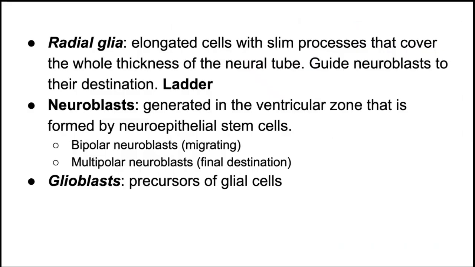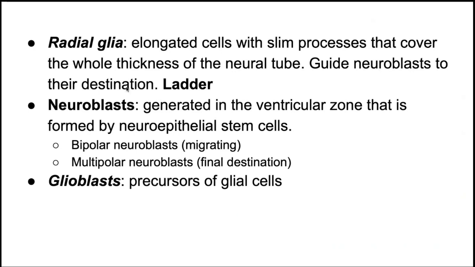Now, what are some of the cell types of the neural tube? Again, neural tube. We're still in the neural tube, which is going to form your brain and your spinal cord. So some of the cells you see, we have our radial glia. These are elongated cells that have slim processes, and they're going to cover the entire thickness of the neural tube. They act as a guide for the neuroblasts to their destination. So think of the radial glia like a ladder. They're basically going to guide the neuroblasts into their final destination.